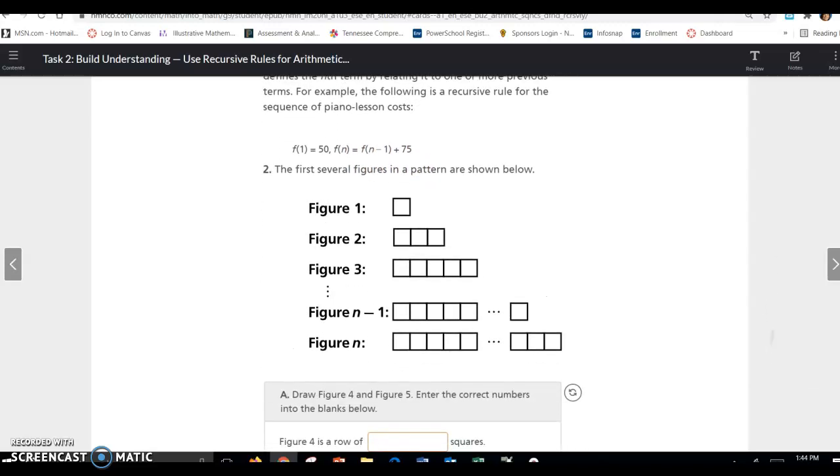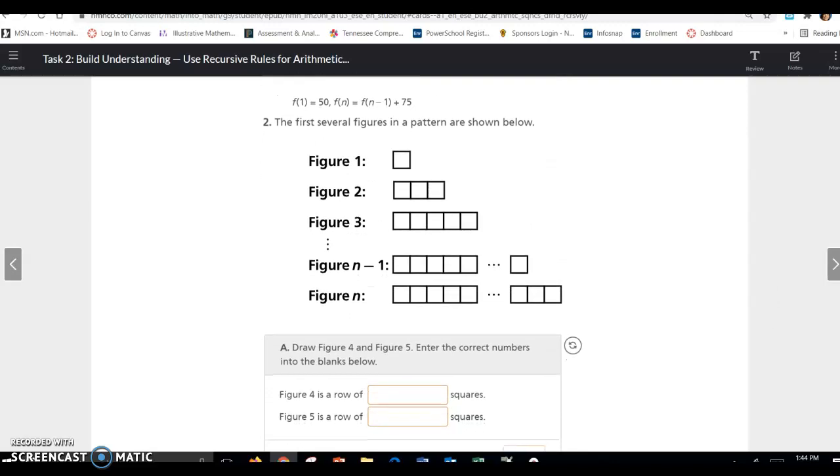So look at this example here. The first 3 figures in the pattern are shown below. So figure 1, you're looking for a pattern. There's 1 block, there's 3 blocks, there's 5 blocks. So what would come next? 1, 3, 5, 7. So 7 would be the next one. It says draw figure 4 and 5. Enter the correct numbers into the blank. Figure 4 is a row of 7 squares. And then if it goes 1, 3, 5, 7, the next one would be 9 squares.